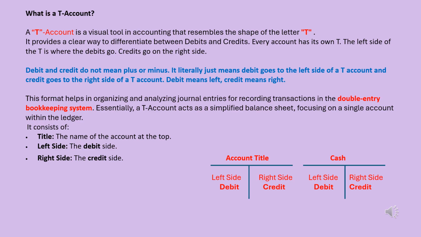This format helps in organizing and analyzing journal entries for recording transactions in the double-entry bookkeeping system. Essentially, a T account acts as a simplified balance sheet, focusing on a single account within the ledger. It consists of title, the name of the account at the top. Left side is the debit side. Right side is the credit side.